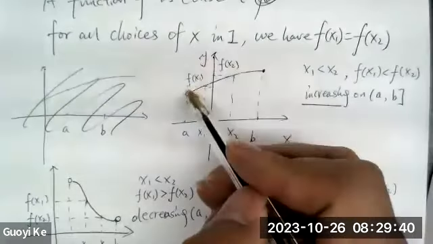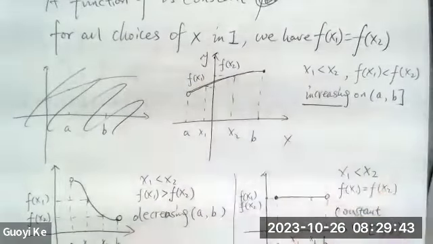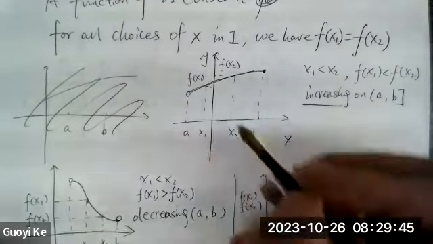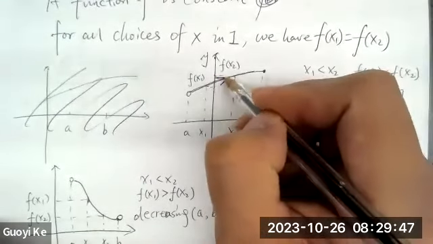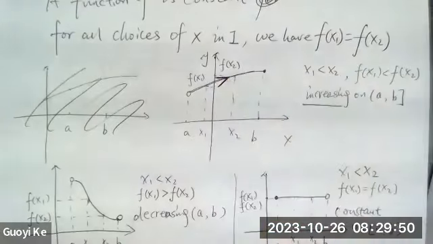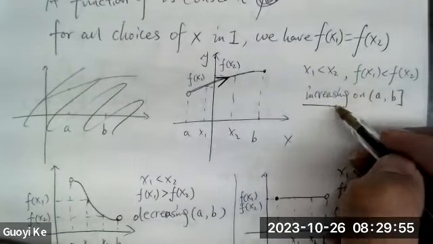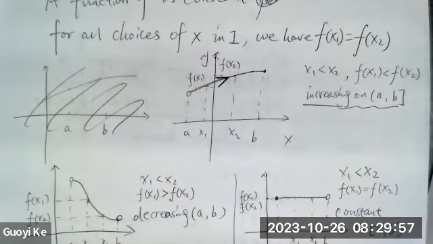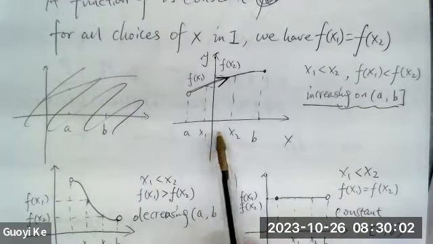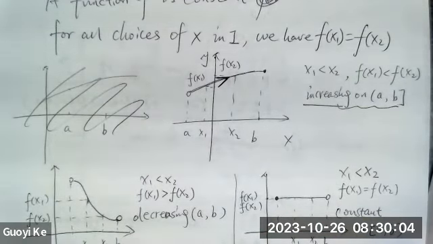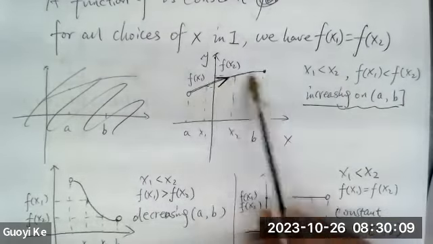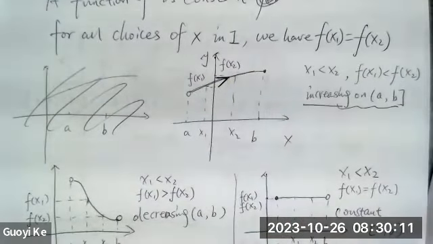Let's check this guy. For this guy, you can see the curve is going up. That means it's increasing on A and B. That's a trick, okay? So that means you don't need to pick x1 and x2. You just draw an arrow, an up arrow. You can see the curve is increasing, or the curve is going up.